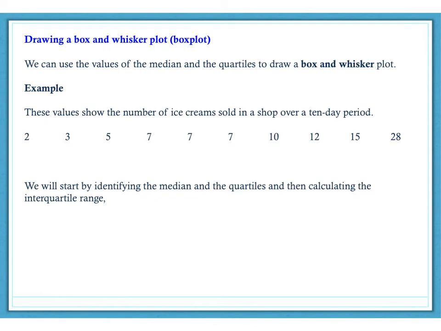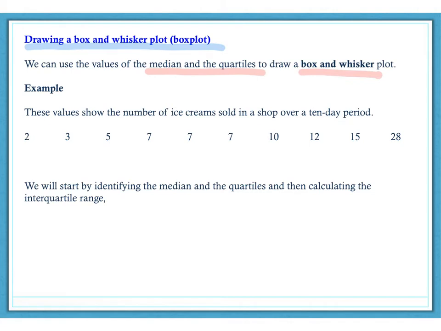So, having learnt how to calculate quartiles and recapped how to calculate the median, we're now going to look at how we can draw a particular type of statistical graph. It's called a box and whisker plot. It's sometimes also called a box plot for short. So we're going to need to use the values of the median and the quartiles to do this. And here's an example that we'll use.